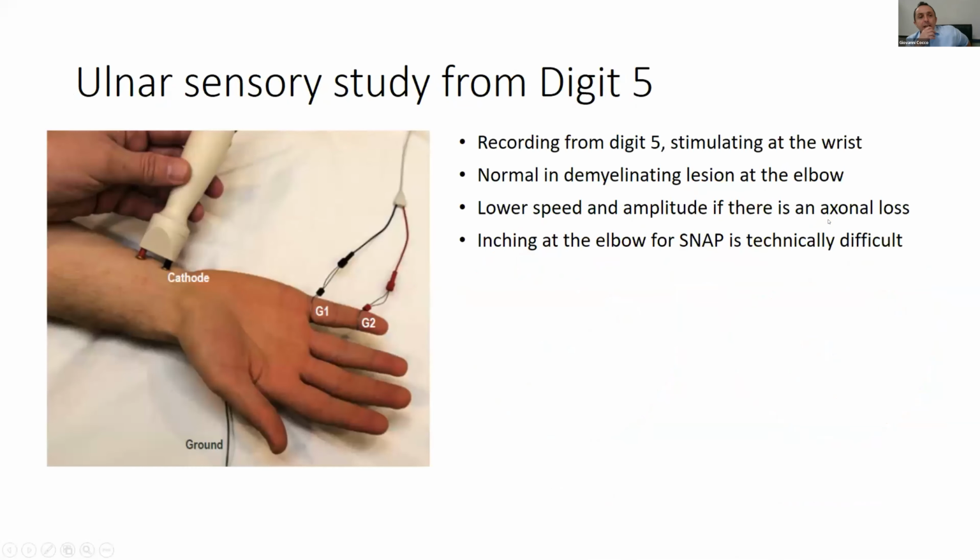So regarding the sensory velocity, generally they are recorded from the fifth finger. So we apply a recording electrode on the finger, and we stimulate the ulnar nerve at the wrist. So typically, in a patient with a demyelinating lesion at the elbow, the sensory conduction velocity at the wrist remains normal. And you might wonder, okay, why don't you check if the sensory fibers are also affected at the elbow? Because very often they are technically difficult to perform.